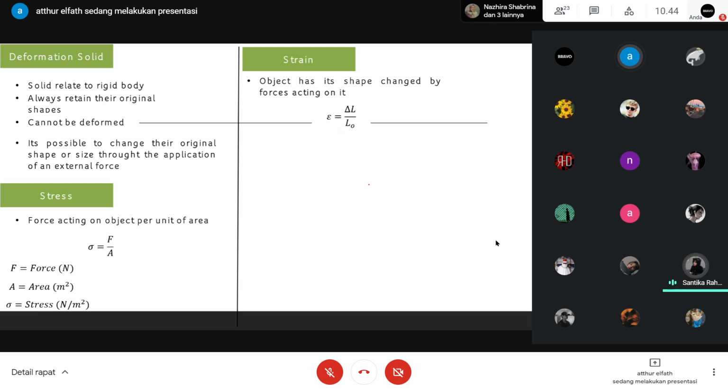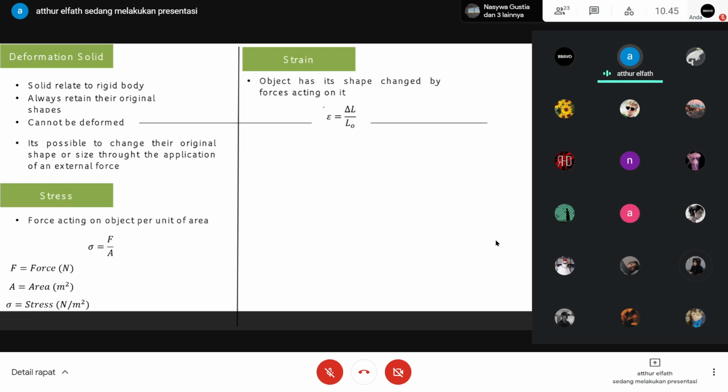Okay, by the way, ini siapa? Santika Pak. Okay. Yes, Santika. Jadi itu kan kayak, what's it called, it cancels itself. Okay. Apa sih kalau nggak salah? Your answer is correct.